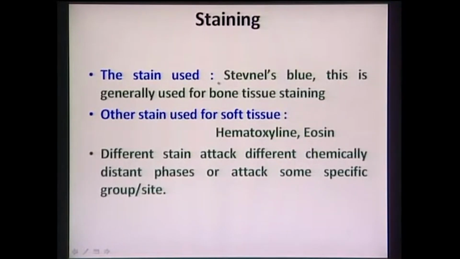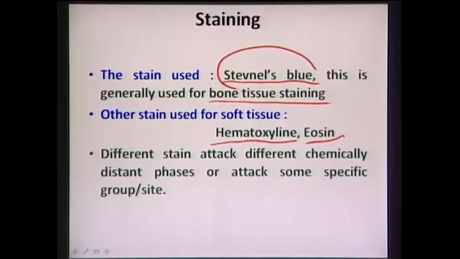Typically, the stains used in this histopathological investigation are widely Stevenel's blue. Stevenel's blue is generally used mostly for bone tissue staining, and the other stain used for soft tissue is eosin and hematoxylin. Soft tissues are different tissues, not hard tissues or bone cells. For bone tissue engineering, it is always Stevenel's blue which is widely used.